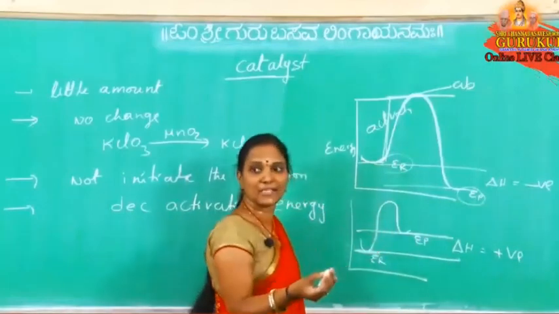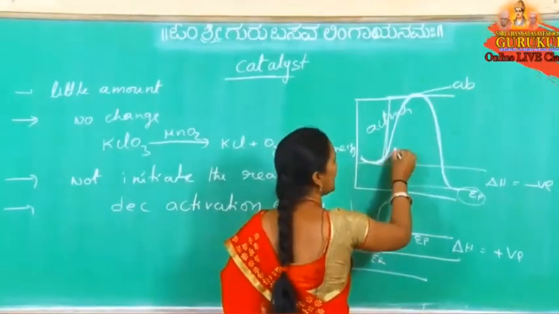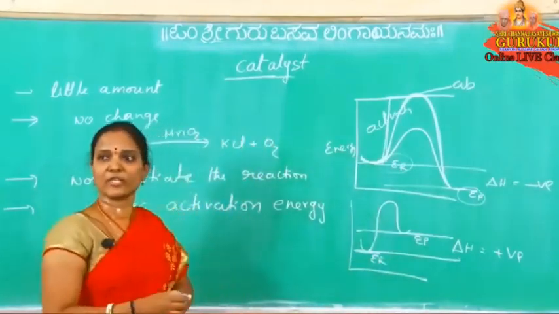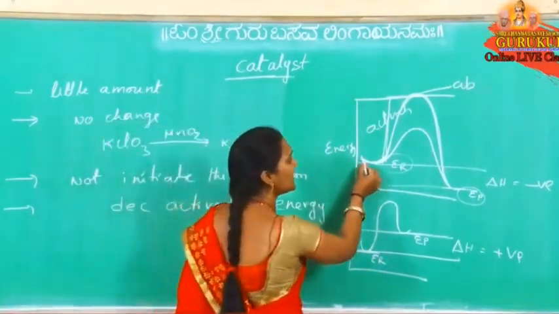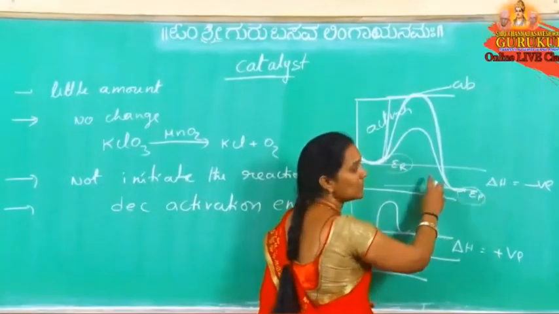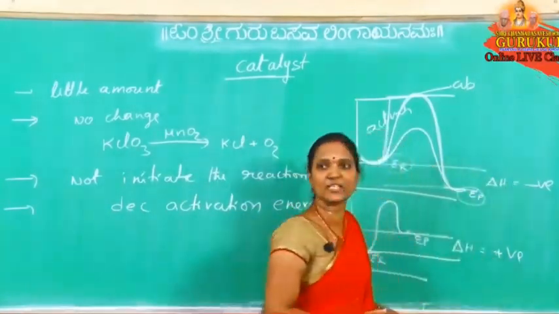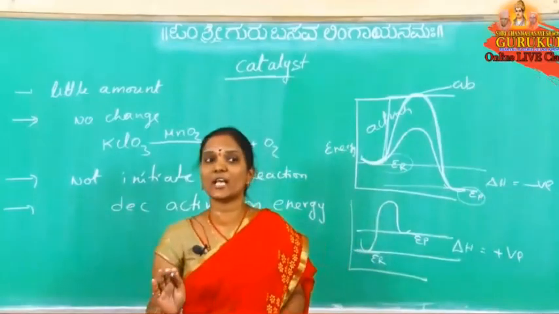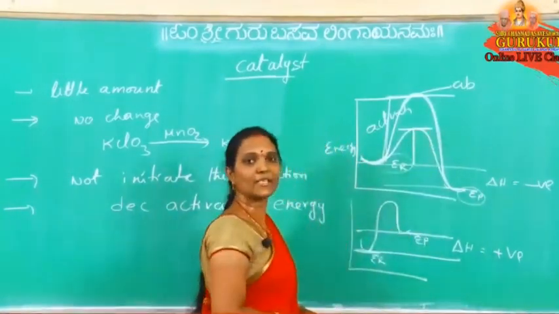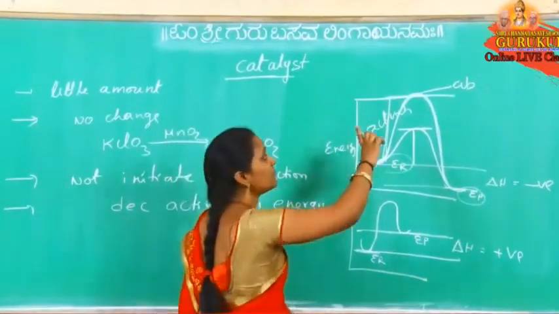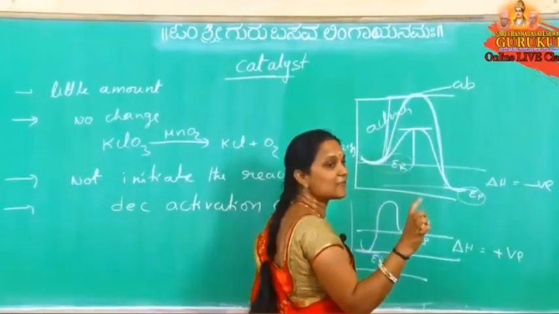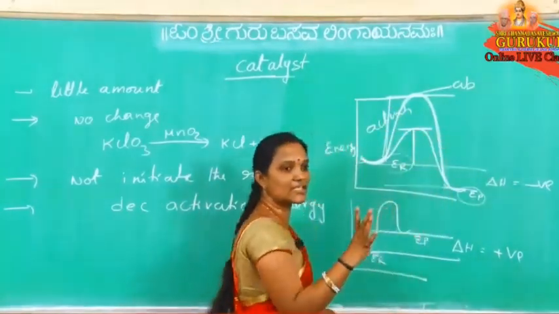The catalyst changes the path of the reaction. Now the reaction occurs like this. Is there any change in reactant energy? No. Product energy? No. So any change in the enthalpy of this reaction? There is no change in enthalpy of reaction. But see this activation energy: did it change or not? In the absence of catalyst, this much activation energy is required, but in the presence of catalyst, less activation energy is sufficient.